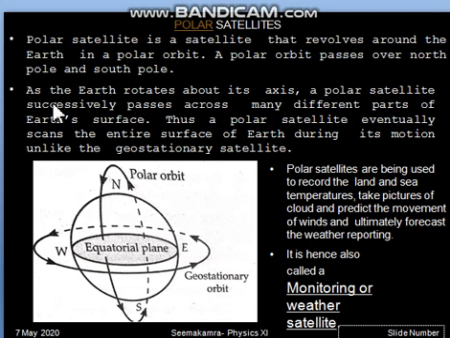What happens here? Earth is rotating horizontally, that means from west to east, and the polar satellite is revolving around it vertically. So the combined effect of the rotation of Earth horizontally and the revolution of the polar satellite vertically makes it possible to cover all the locations of the Earth over time. To understand how this happens, we will be seeing a small video clip here.